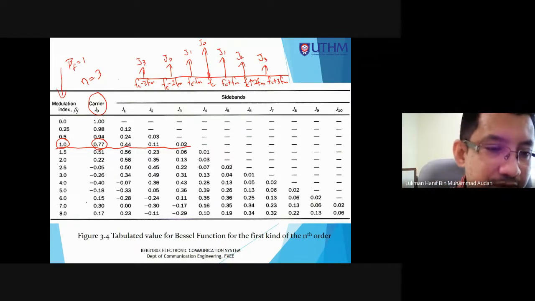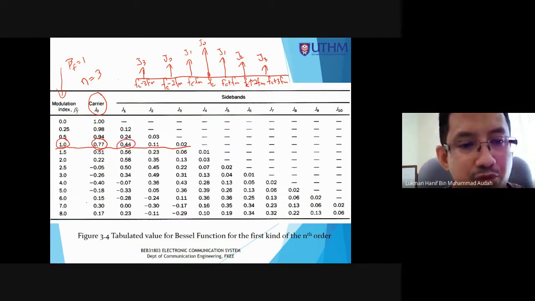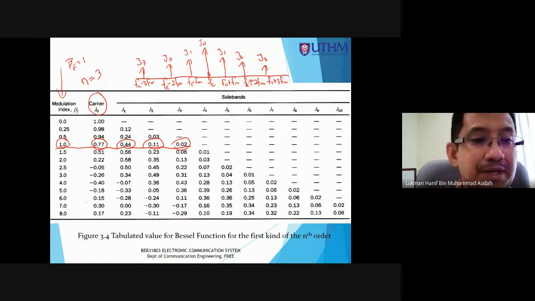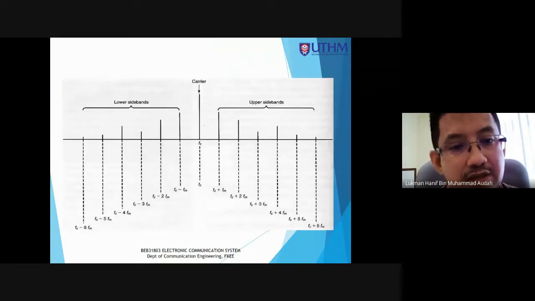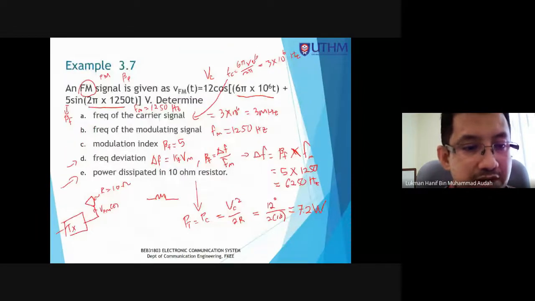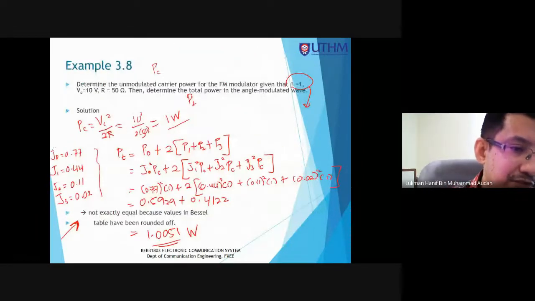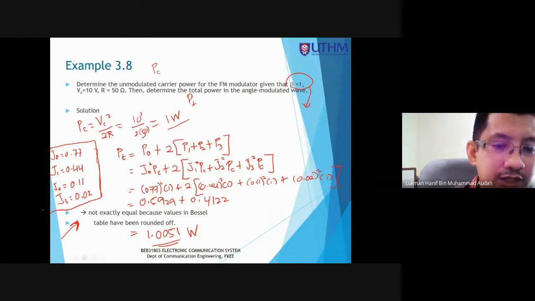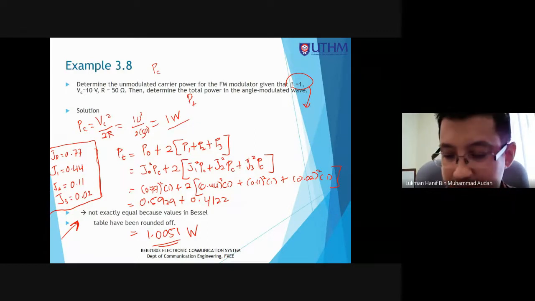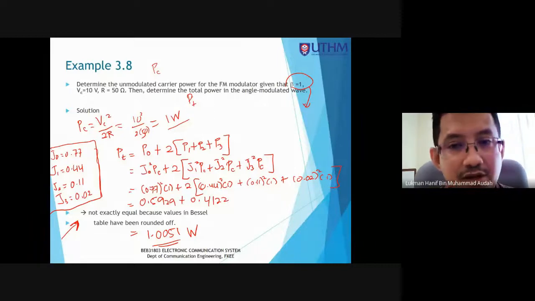So from here we take the values: J0 0.77, J1 0.44, J2 0.11, J3 0.02. These are the values I take. Okay, from here I take the values and put them in the calculations. I go back to the slide. That is why I got these values from the table. Then I can calculate the total power. Okay, any other questions?